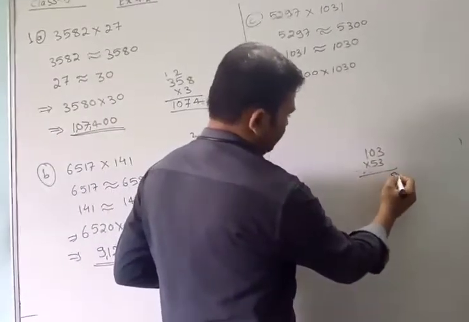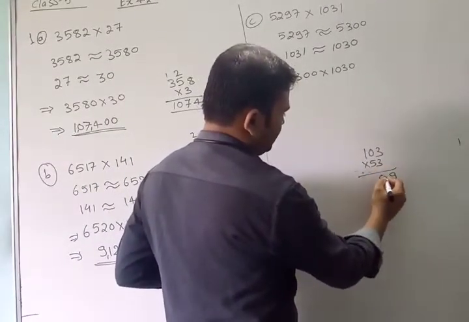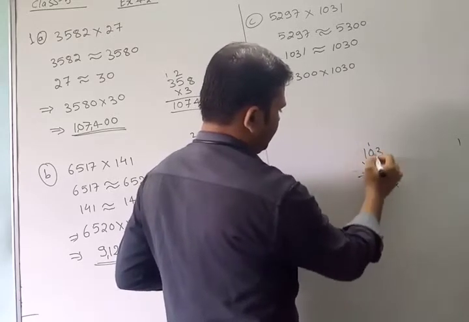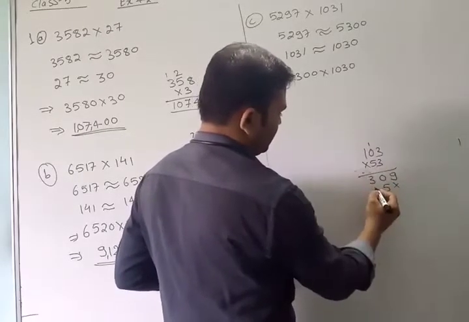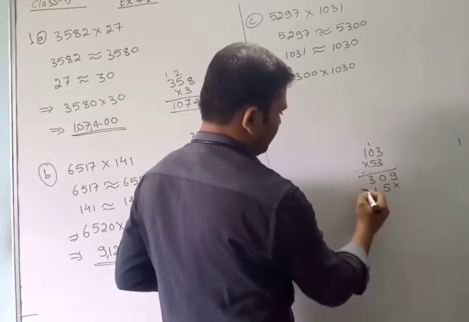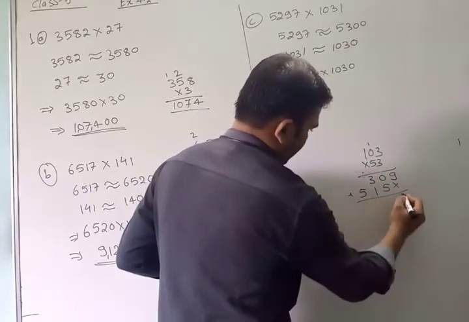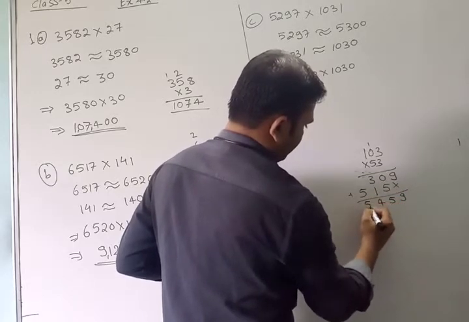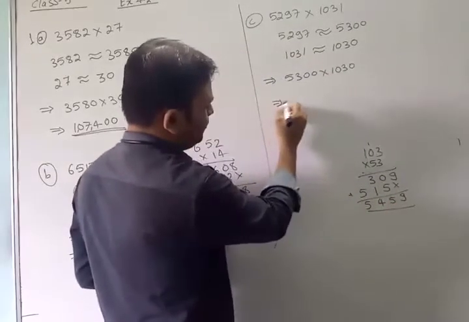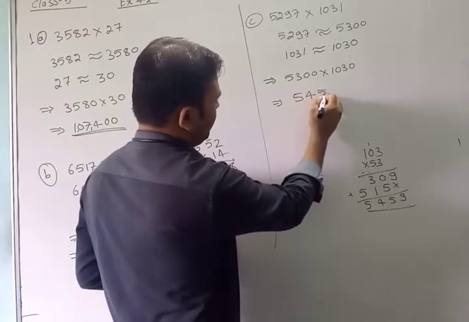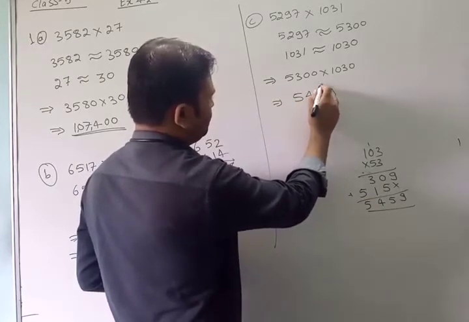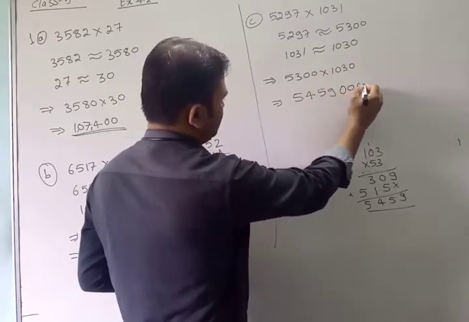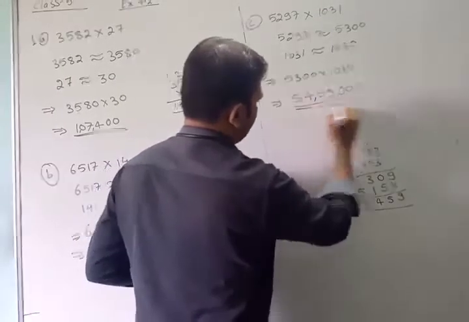3 3s are 9. 3 zeros are 0, 3 1s are 3. 5 3s are 15, 5 carry 1. 5 zeros are 0 plus 1, that is 1. 5 1s are 5. 9, 5 plus 0, 5, 3 plus 1, 4 and 5. So it will become 5459, and we have to put the 1, 2 and 3 zeros. 1, 2, 3 zeros. So it is our answer.